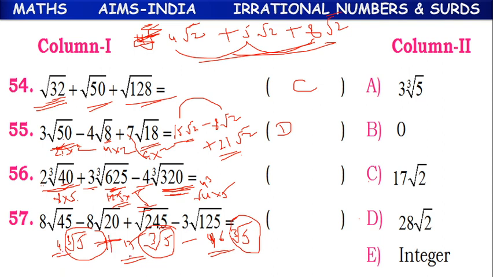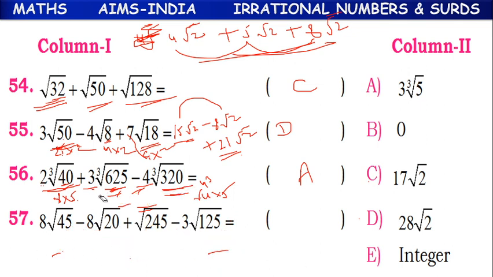4 plus 15, 19. 19 minus 16, 3. 3 into cube root of 5. So A is the correct option. Next, last one.